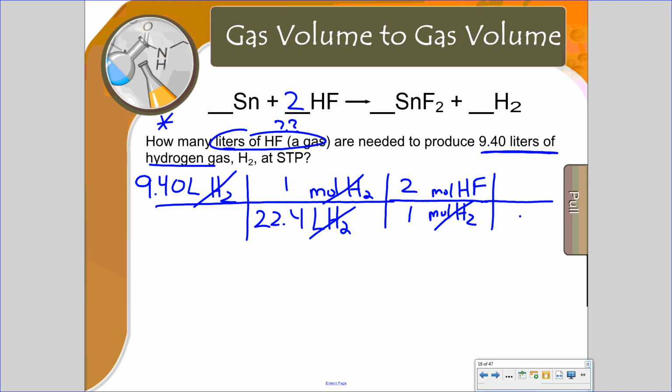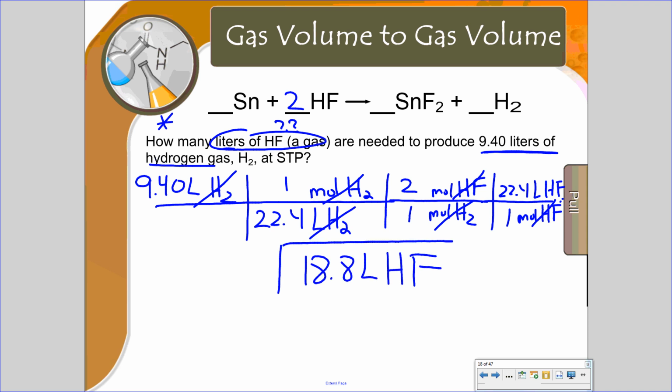Whatever unit's up top comes down on bottom. And we know the relationship here is that 1 mole equals 22.4 liters. And so when we multiply 9.4 liters times 1 times 2 times 22.4 divided by 22.4 divided by 1 divided by 1, we get 18.8 liters of HF. That's your final answer. I did pay attention to significant digits. Okay, remember the mole ratio is an infinite number. We don't need to look at it.